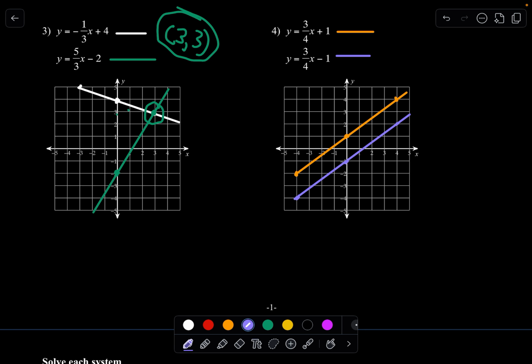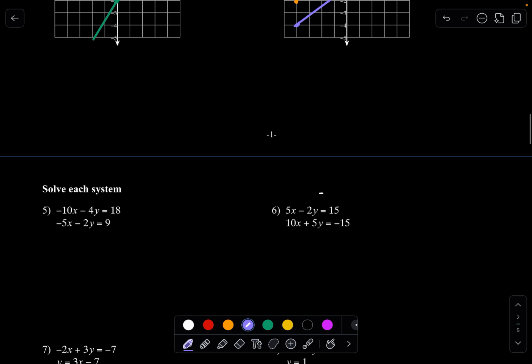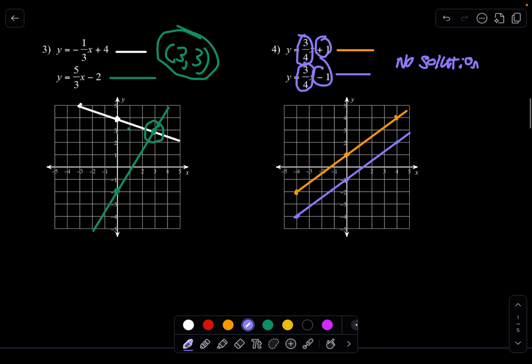Parallel lines have no solution. Okay? And you can see that because in slope-intercept form, you can easily see that they have the same slope, but different y-intercepts. So there's no solution. No solution is an inconsistent system. Solutions are consistent systems.